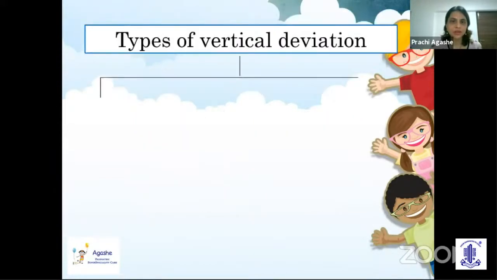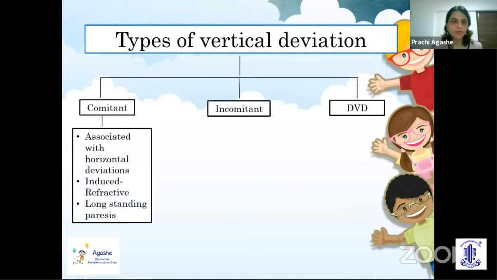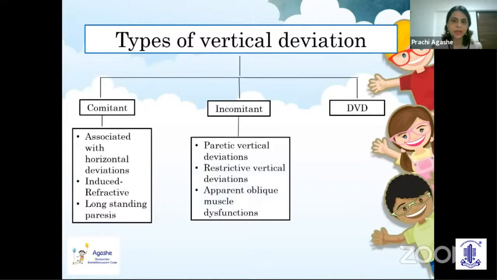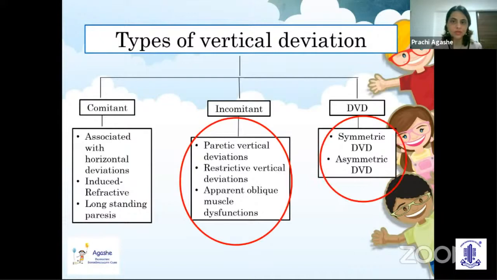The types of vertical deviation could be grouped as comitant, incomitant, and a special variety called dissociated vertical deviation. The comitant deviations could be associated with horizontal deviations, which are generally small deviations equal in all gazes. It could be induced because of a small prism introduced into the glass because of inappropriate centration, and in cases of long-standing paresis, where the comitant spreads over all the gazes. Incomitant could be paretic or restrictive vertical deviations and due to oblique muscle dysfunctions. And DVD could be symmetric or asymmetric. I'm mainly going to try and cover the evaluation of these two entities.